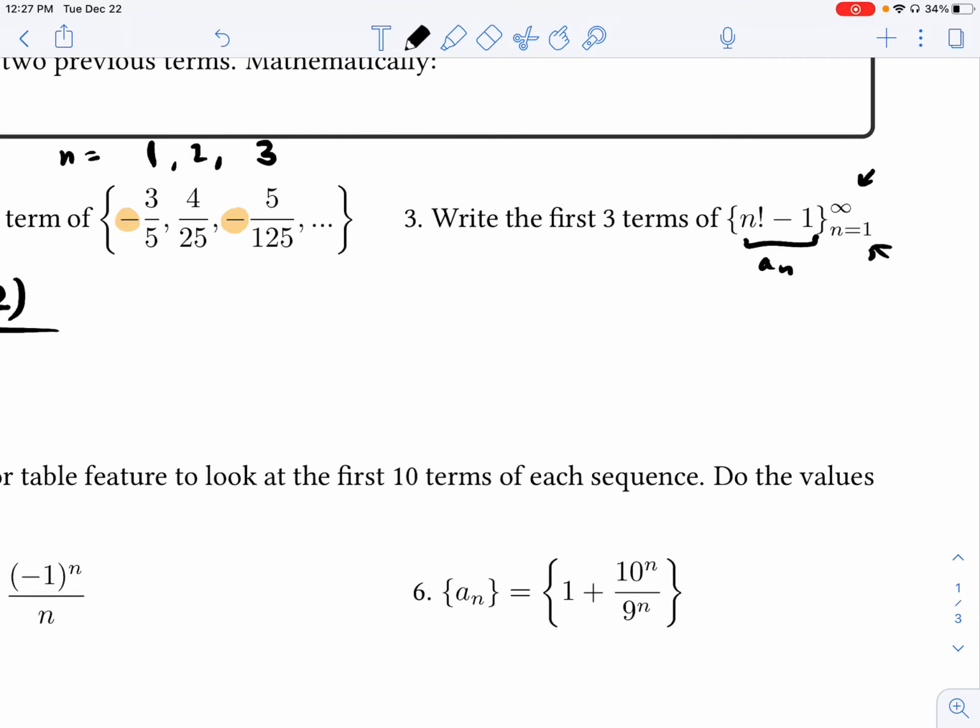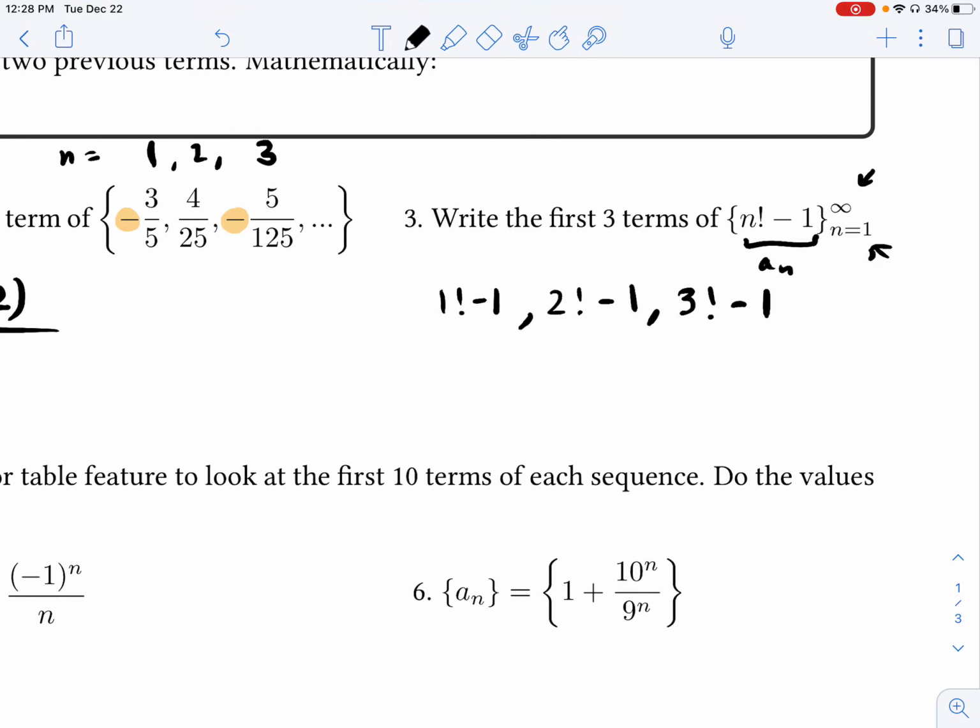So the first one, when n is equal to 1, we've got 1 factorial minus 1. There's our first term. And I'll simplify all these in a second. Our next term would then be 2 factorial minus 2. And our last term would be 3 factorial minus, oh, excuse me, not 2. This was minus 1. I apologize. It's not minus n, it's minus 1. So this is minus 1.